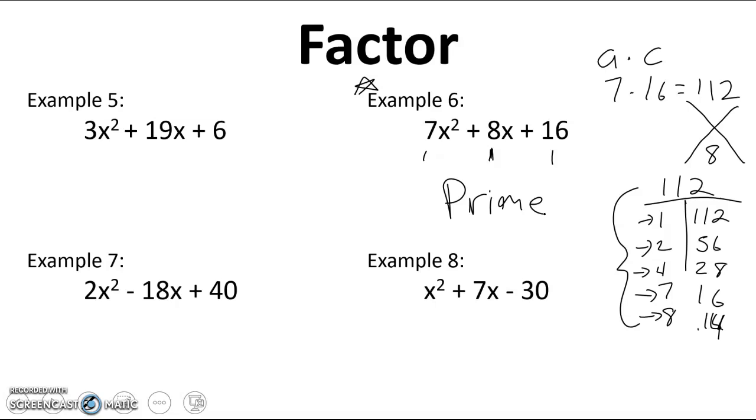And that's going to happen sometimes. Sometimes you're going to be looking for numbers that multiply to 112, which is what we have right here, and add to 8, but there are no numbers that multiply to that and add to 8, so that's it right there.